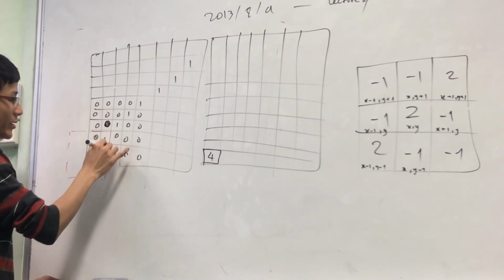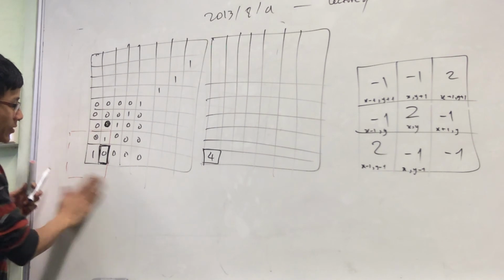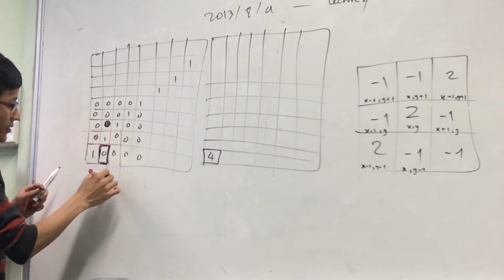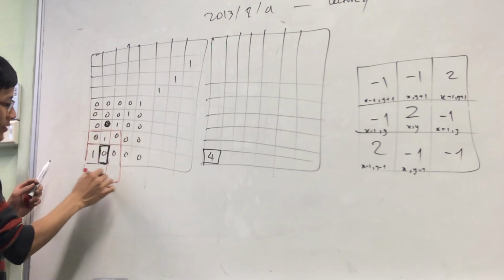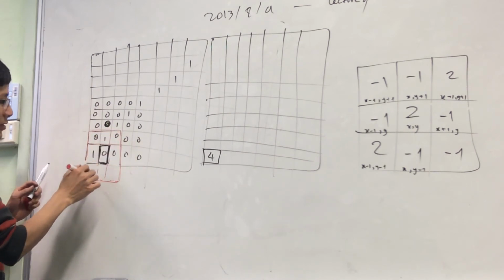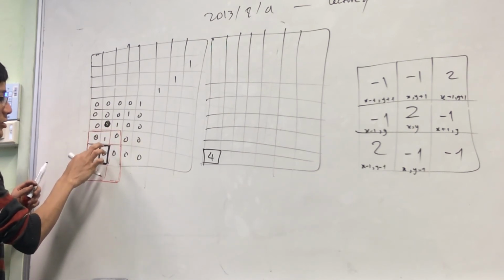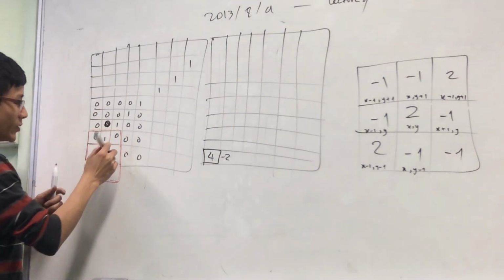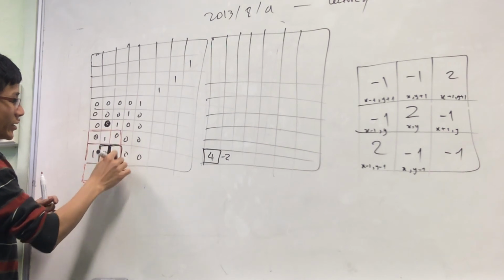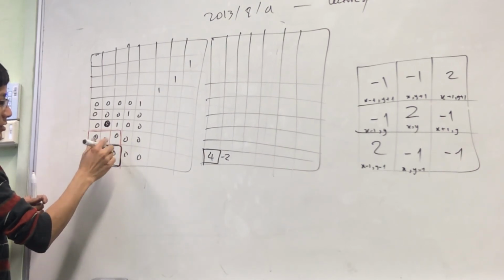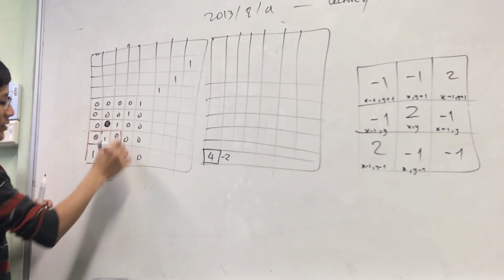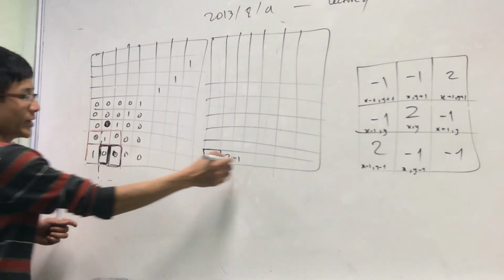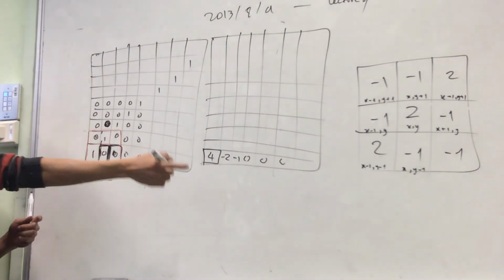How about this one? 0, 0, 0, 0, we need to apply like this, right? It's 4, so you have minus 2, minus 1, minus 1, minus 2. And if you go further, this one, only minus 1. And if you keep going further away, there will be 0, 0, 0 because nothing else in there gives you anything.